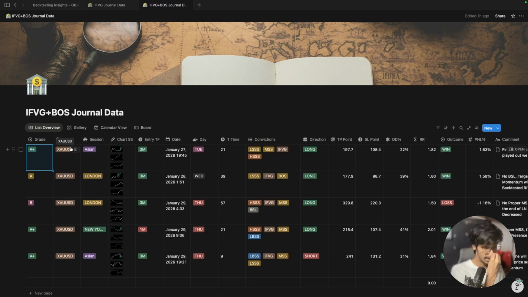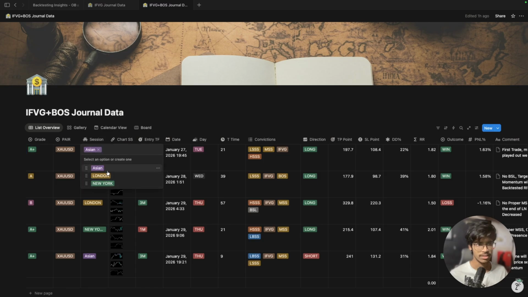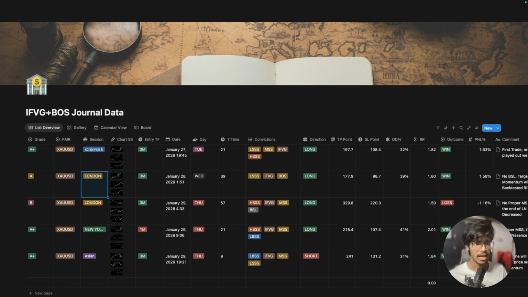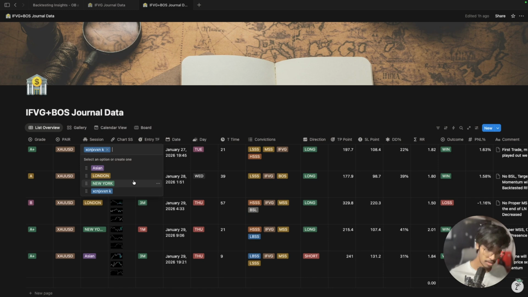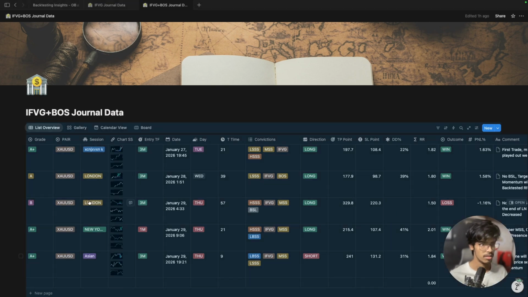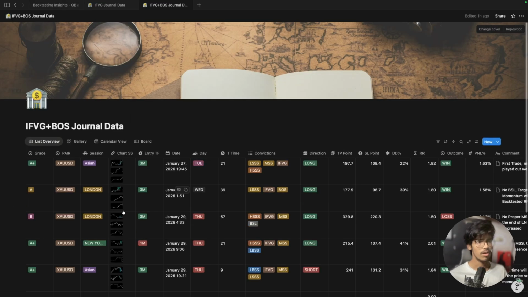And then I want to put in which pair I traded. Did I trade XAUUSD, the gold, the euro, the GBP? What I traded, which session I traded. Did I trade in the Asian session, London session, or the New York session? So it already has all of these things. If you try something extra, then it will also get converted. But obviously this is not a session, so wait just a second. So now you can change this.